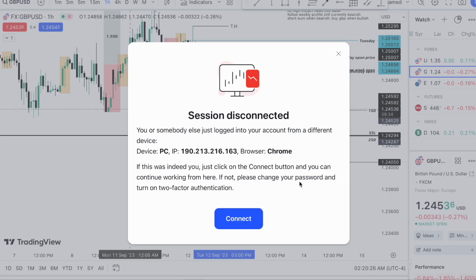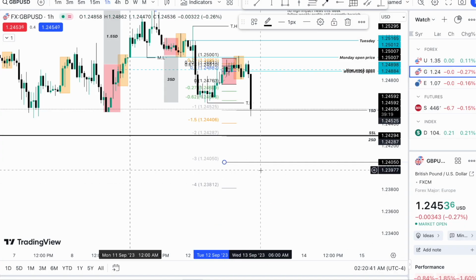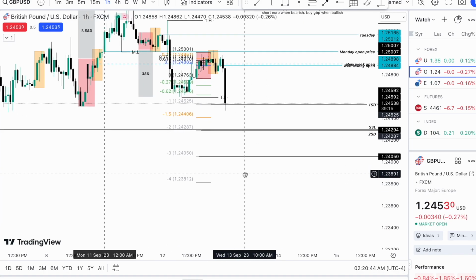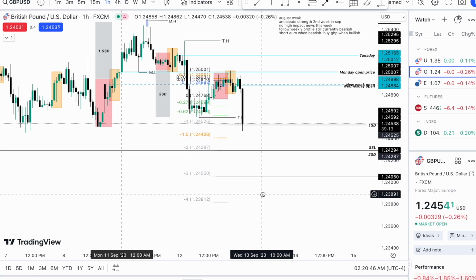Somebody has logged in on your account from a different device. If this was intended, click the welcome button and you can continue working from here. If not, okay. Okay then. Don't know what caused that.